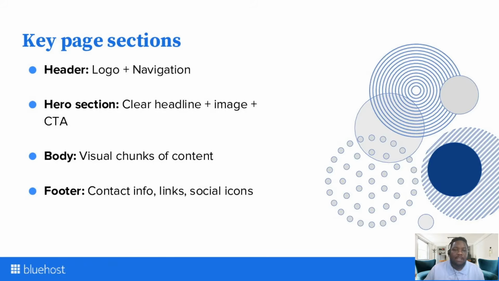Key page sections. Every page should have a header with a logo and navigation, a hero section with a headline, an image, and a call to action. The body broken down into sections makes it easier to digest, easier to read and follow. A footer with contact info and social icons.